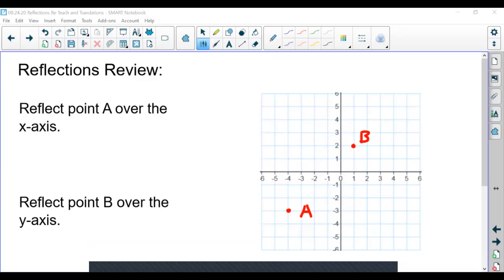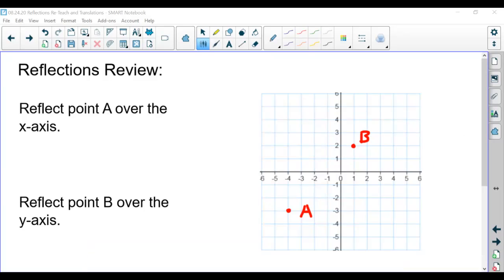Hello. In this video, we're going to do a quick reflections review. Okay, so in our first problem, we want to reflect the point A over the x-axis.